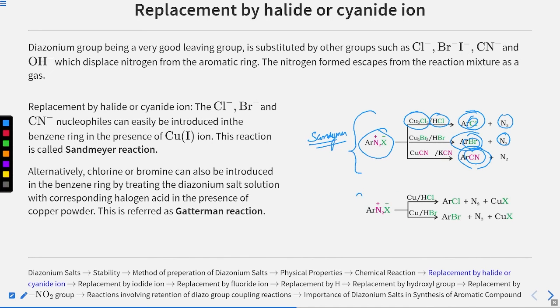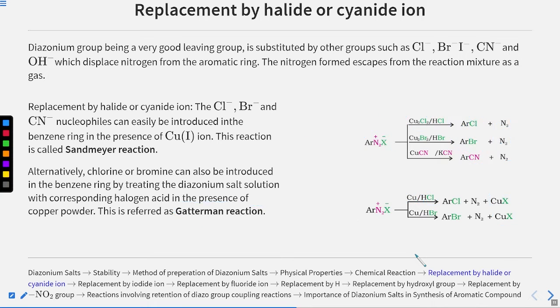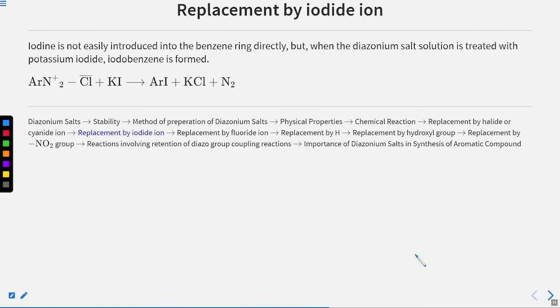Now the other set of reactions, the two reactions, are called Gattermann reactions. In this, rather than using a copper salt, we use copper powder and the acid HX. Then also we get the same thing, but along with this we get a side product, CuX, which we then have to separate. So these are the two sets of reactions that can be used for the replacement by a halide group or cyanide group. Now let us look at each of them.